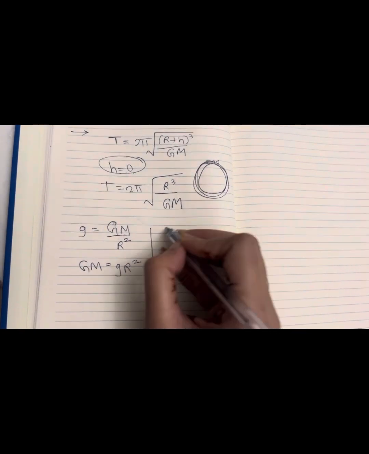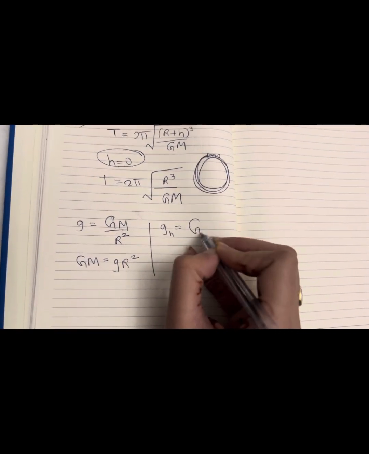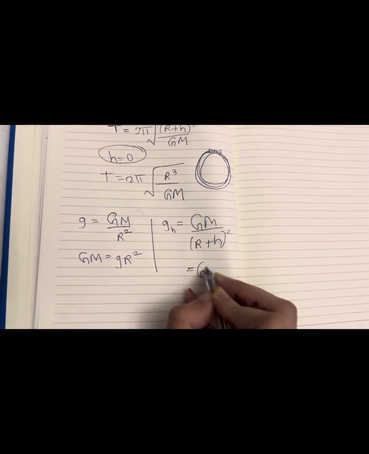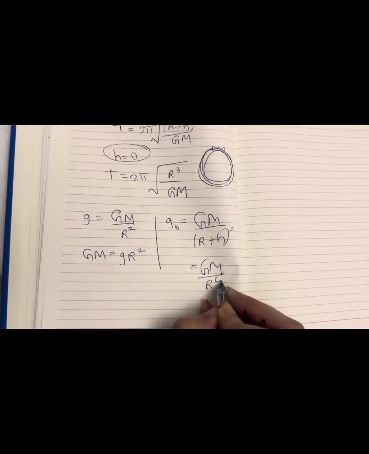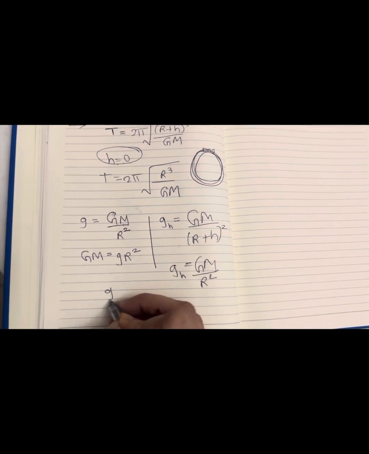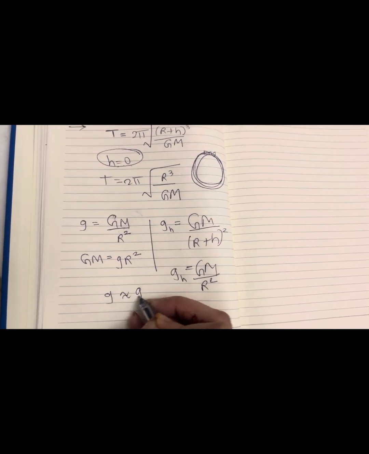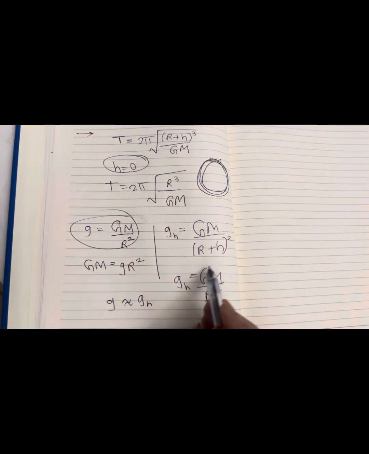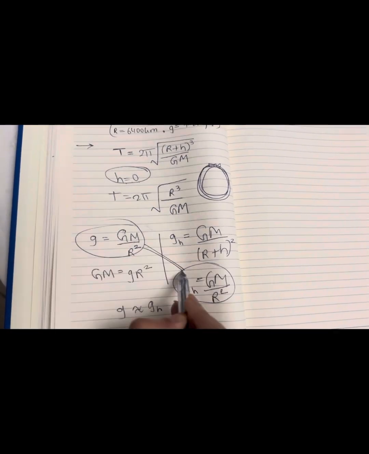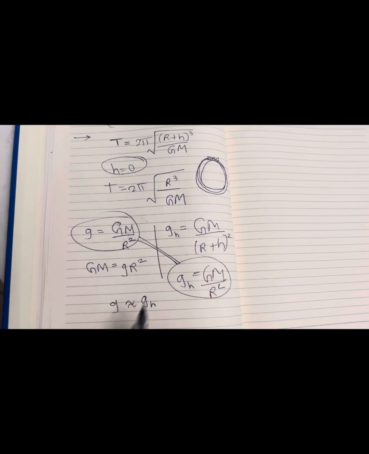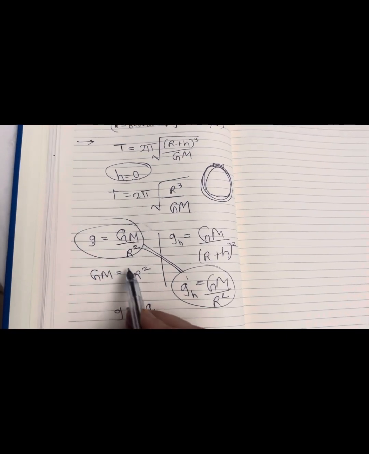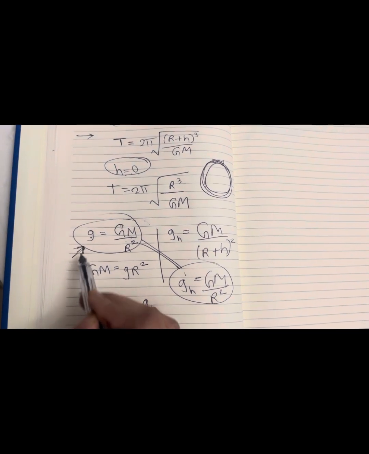And if you take gh, let me show that also. If you take gh, the formula will remain the same. So here we can say g is approximately equal to gh. See, this is your g and this is your gh. Both are equal. So can I say g is equal to gh? Okay. So now let's come to this point.